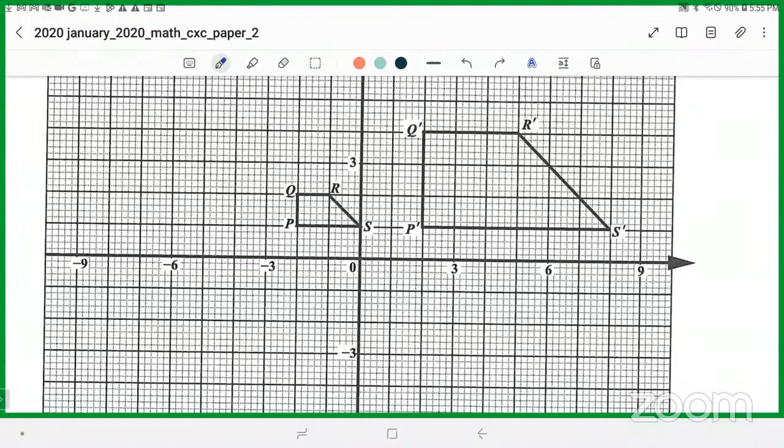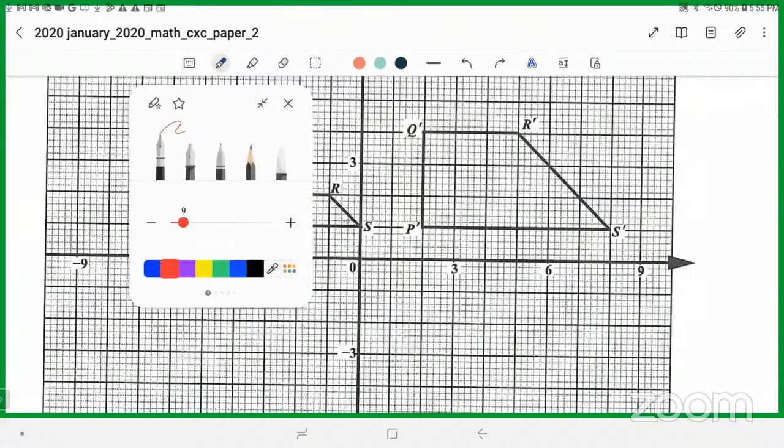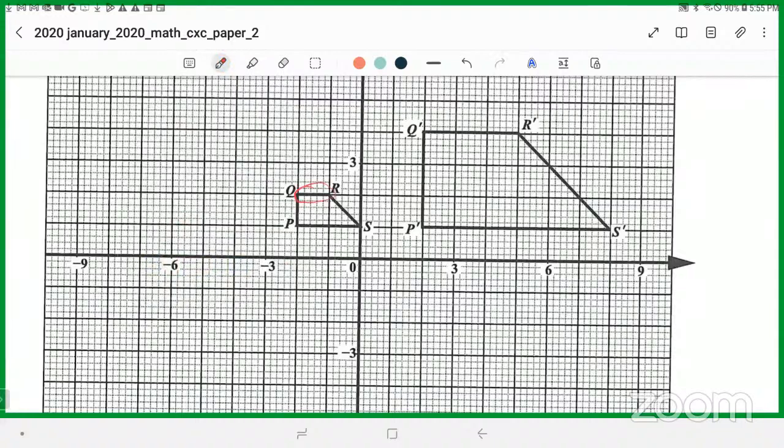What's the scale factor of the enlargement? It is 3. But this side is 1 unit and it has been enlarged to 3 units. So it's a multiplier of 3. All right, so I know the scale factor is 3. I also know that it's positive because the image and the object are pointing in the same direction. So for example, PS is pointing this way on the object and PS is pointing the same way on the image. Once they are pointing in the same direction, right, then the scale factor is positive. So I know it's a positive 3.